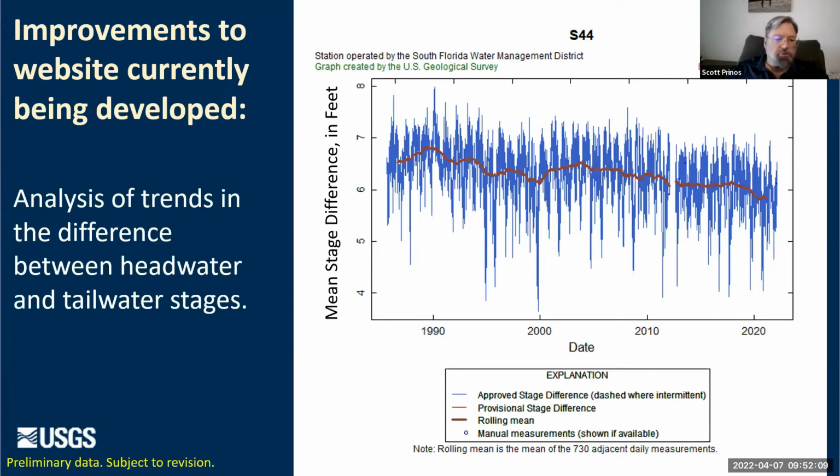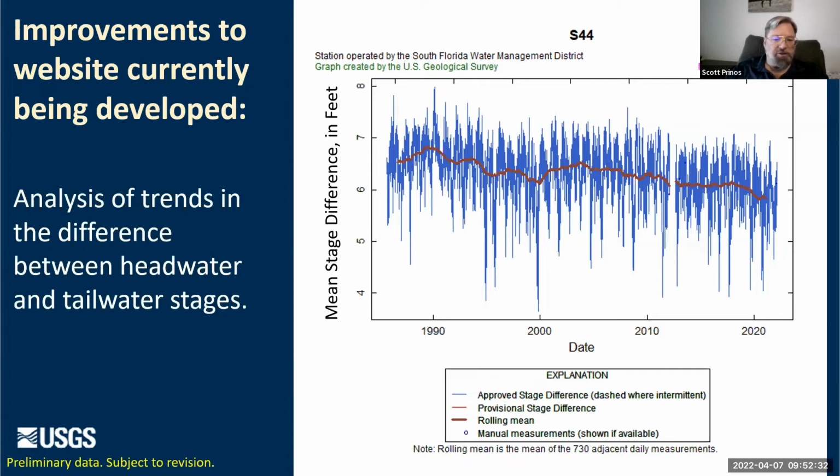This website, the website currently being developed, provides a graph that shows the long-term trend in the difference between the headwater and tailwater, that's upstream or downstream, sides of the coastal water control structure. You can see in this graph that the difference in water levels is diminishing through time as sea level rises.